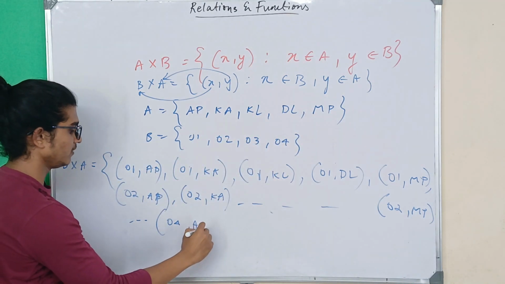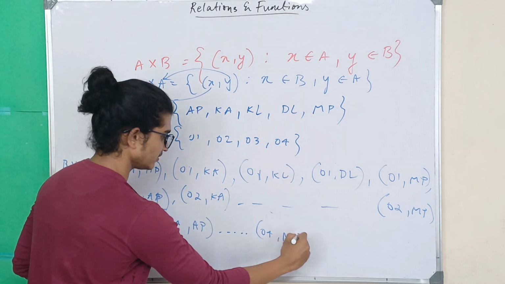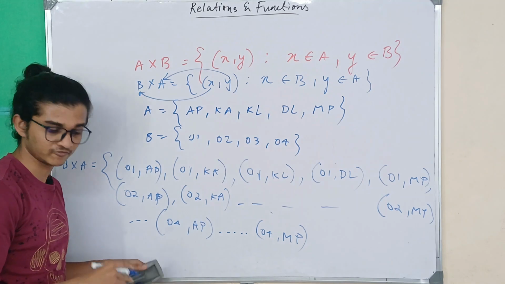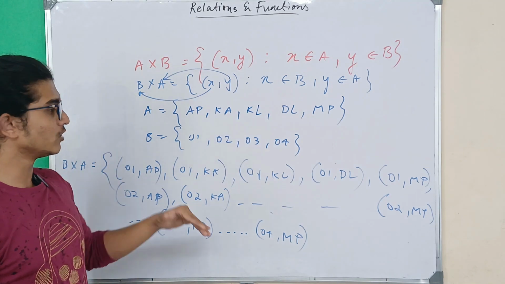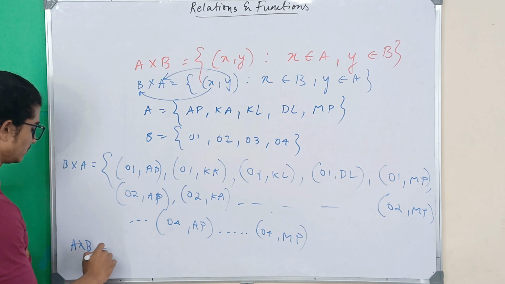So on 0 4 A P and all the way up to 0 4 empty. Try doing this. Try filling all the missing elements. So one thing you observed here is your A cross B was not equal to B cross A.